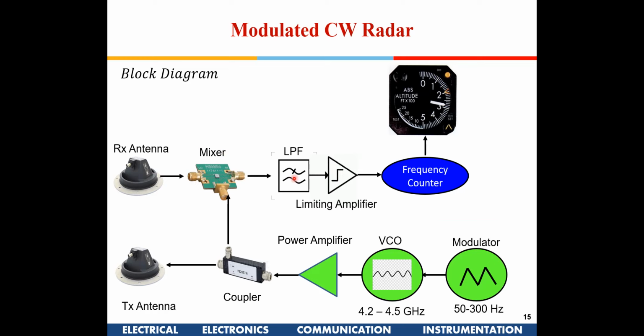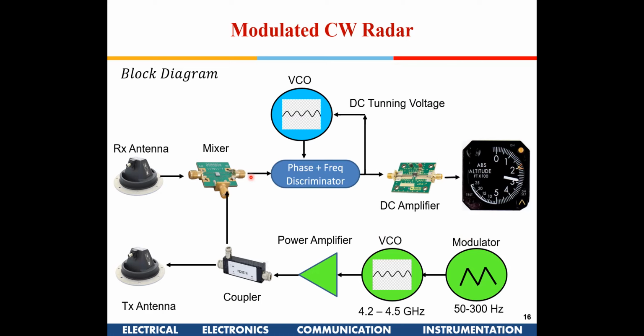Then you pass it through a low pass filter and a limiting amplifier, and that frequency can be put into a frequency counter, and you need to have some calibration mechanism. An indication proportional to that beat frequency, which we saw is proportional to the altitude, can be displayed as an altitude in the cockpit. So this is one way of implementing it.